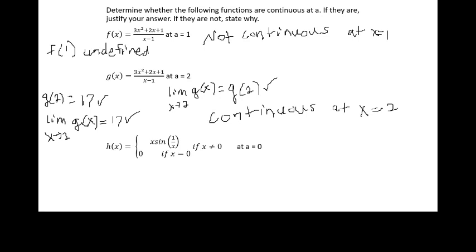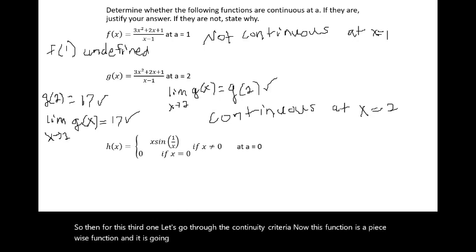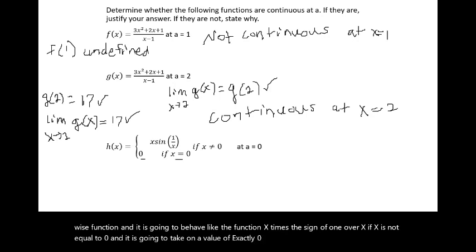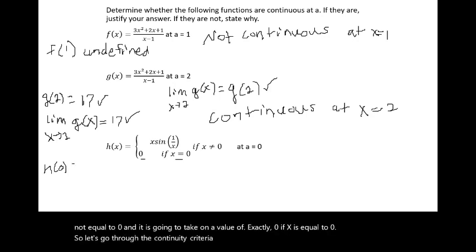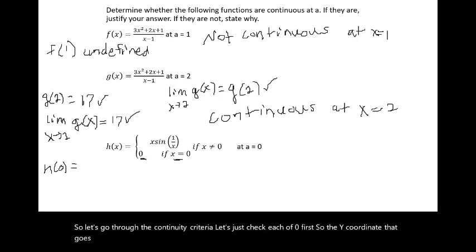So then for this third one, let's go through the continuity criteria. Now, this function is a piecewise function, and it is going to behave like the function x times the sine of 1 over x if x is not equal to 0. And it is going to take on a value of exactly 0 if x is equal to 0. So let's go through the continuity criteria. Let's just check h of 0 first. The y-coordinate that goes with an x-coordinate of 0 is 0. So h of 0 is actually equal to 0.